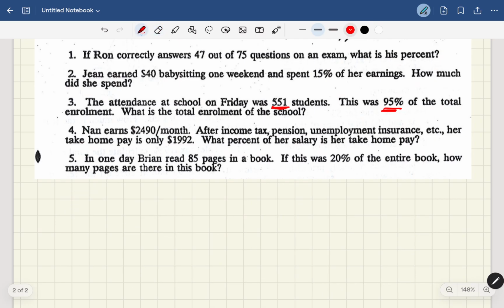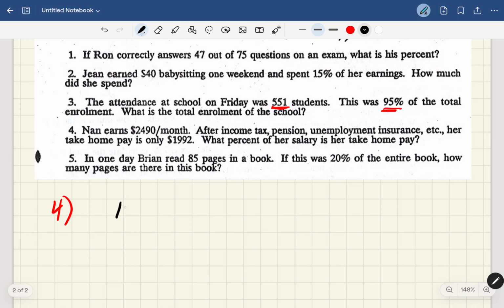Number 4 here. Nan earns $24.90 a month after income tax, pension, and bonus. Her take-home pay is $19.92. What percent of her salary is her take-home pay? Okay, so here we have a total amount, this is her earnings, but she only takes home this much. This is what she takes home in dollars out of this. So what percent is that?